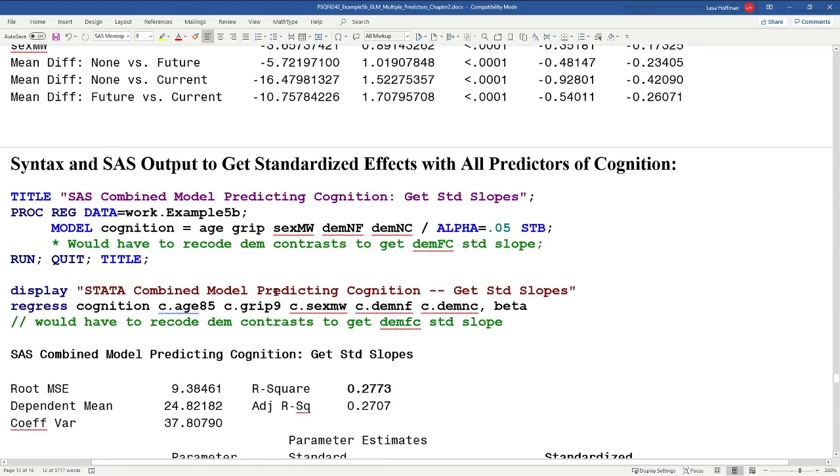We could also calculate standardized slopes. To do that, we would run the same model in proc reg instead of proc glm, because proc reg has an option available to create standardized slopes. Unfortunately, proc reg does not have estimate statements or contrasts, which is why we're not using it primarily. In Stata, you can have the regress command and add the beta option, and that gets you standardized slopes.